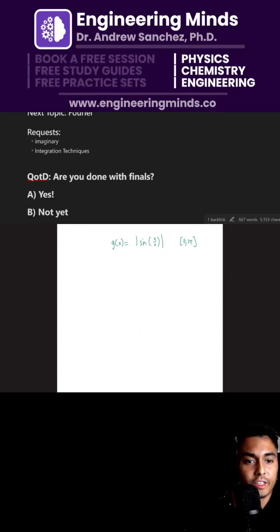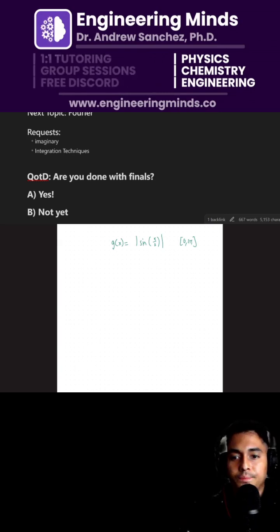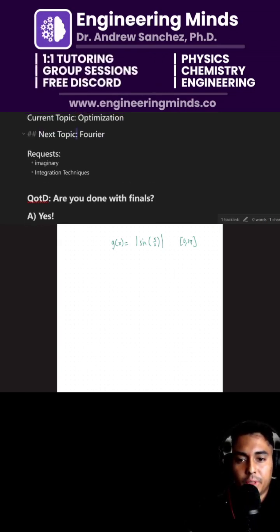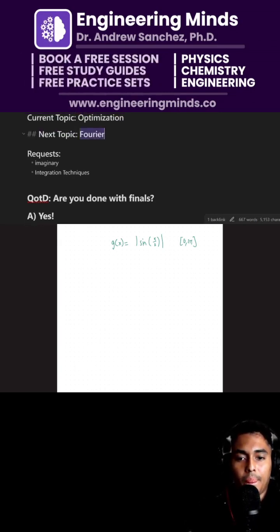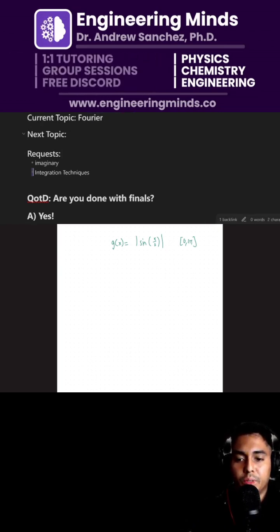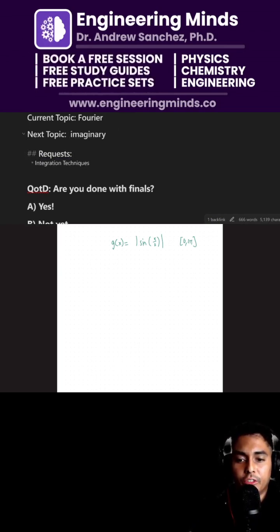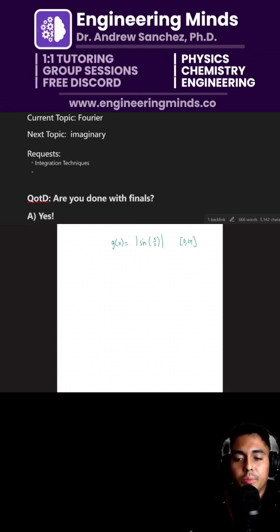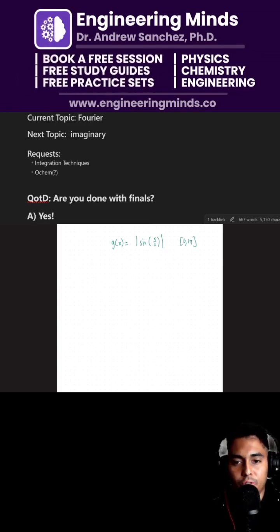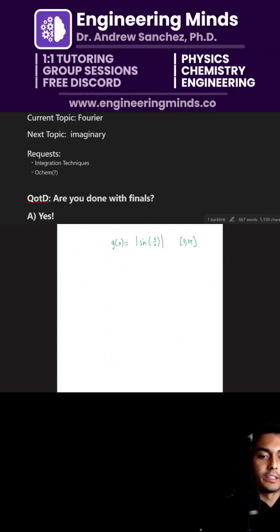So the question now is currently Eagle's question here. Let's update that question now. So the current topic is Fourier, and then the next one will be imaginary, but I haven't seen our friend ask about imaginary in some time, so it might be integration techniques, and it could be OChem question mark. If you have an OChem question, feel free to drop it in. We've got 25 more minutes left on the chat.